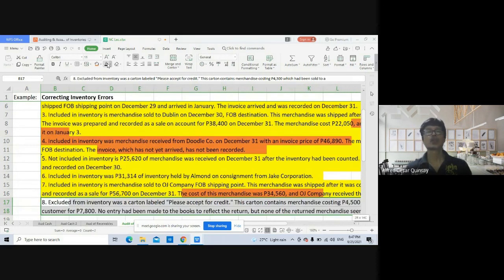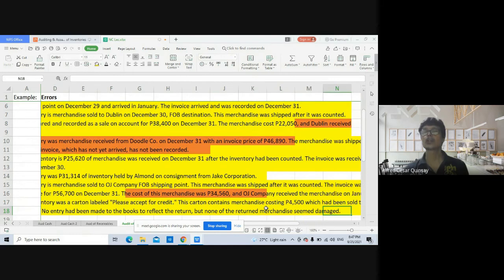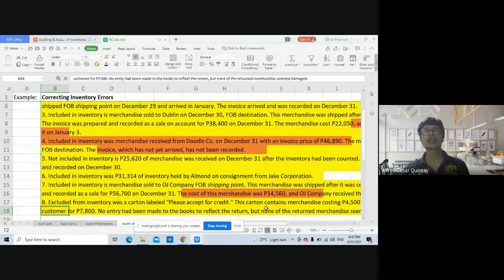Okay, which has been sold to a customer for 7,800. No entry has been made to the books to reflect the return, but none of the returned merchandise seemed damaged. So, in other words, this type of transaction is a sales return, no? Okay. So, this normally happens when a good is damaged.